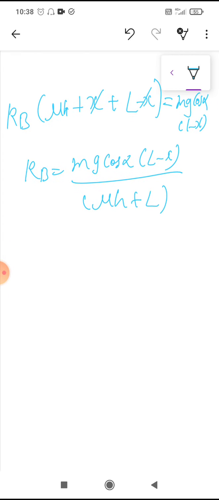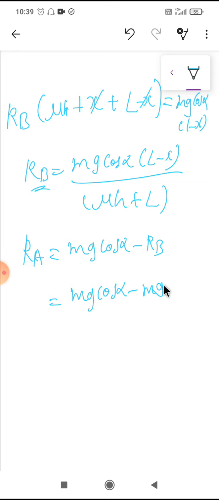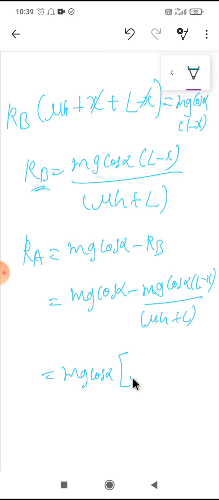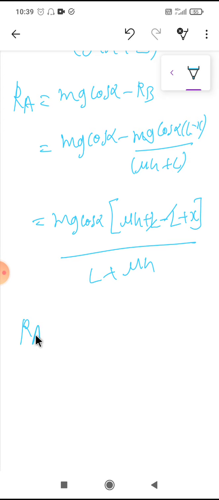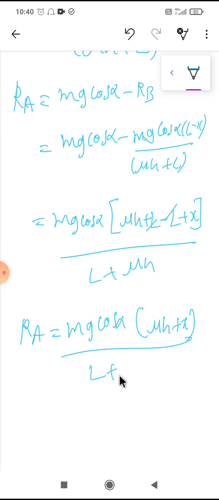Similarly, if I want to find the value of RA by substituting the value of RB, I know that mg cos alpha minus RB is RA. So it will be mg cos alpha minus, putting the value of RB here, mg cos alpha into L minus x divided by mu h plus L. So here I will get mg cos alpha into mu h plus L minus L plus x. So L gets cancelled, and I'm left with mu h plus x divided by L plus mu h. So RA I have got is mg cos alpha into mu h plus x divided by L plus mu h.